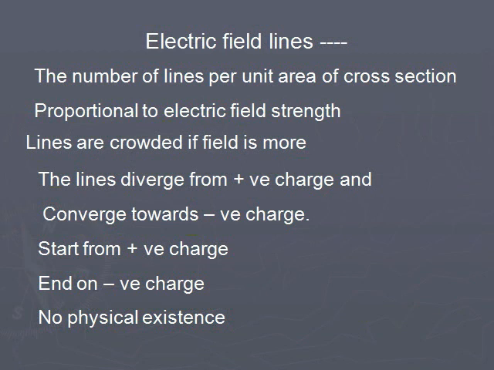The lines of force diverge from a positive charge and converge towards a negative charge. The field lines start from a positive charge and end on a negative charge. So we say they diverge from a positive point charge and they converge to a negative point charge.